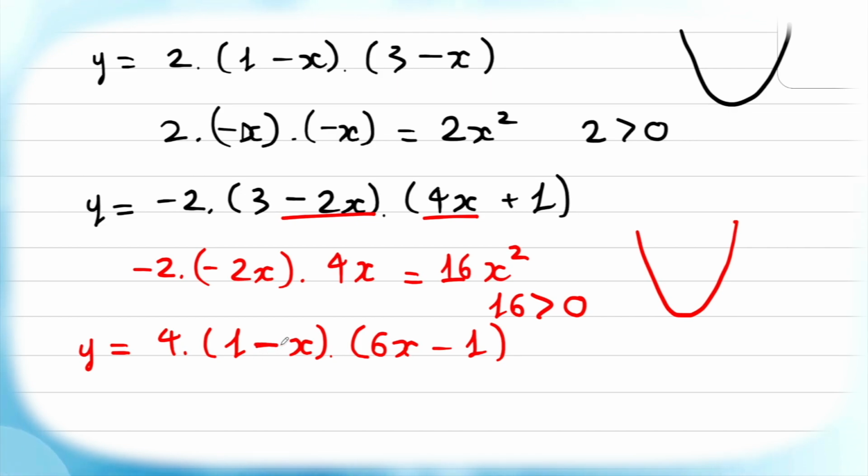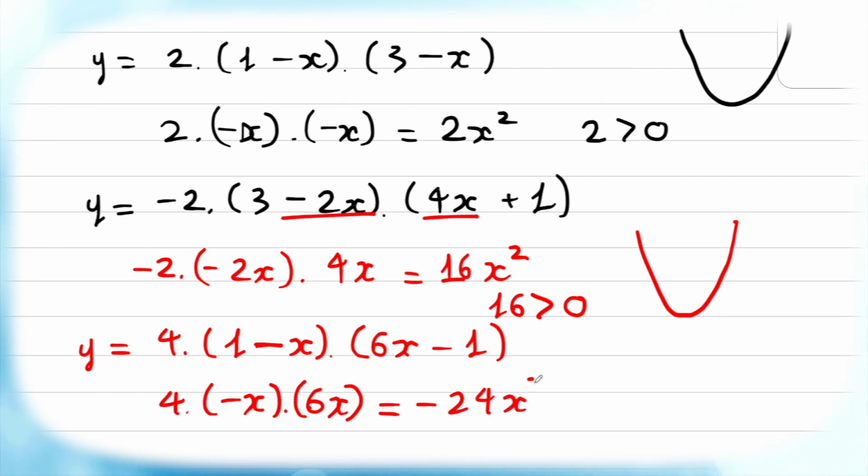Okay, the next one here is 4 multiplied by 1 minus x and 6x minus 1. So how about the form of the parabola for this case? The number outside is 4. The first x is minus x. The next x here is 6x. Multiply them together, we have minus 24x squared. And minus 24 is less than 0. Less than 0 means sad face. So minus 24 will tell you about the form of the quadratic equation, the form of the parabola.